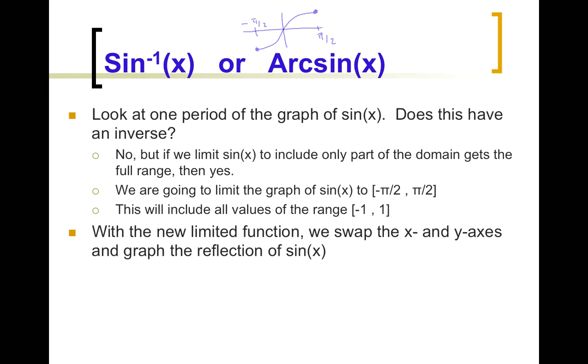So this is just what I was just saying there. With this new limited function, we can swap the x and y axis and graph the reflection of sine, which is sine inverse. If we swap the x and y axis, this is going to be pi halves, this is going to be negative pi halves, this is going to be 1, and this is going to be -1. Because that's the whole idea of swapping x and y when we did the inverses way back when.